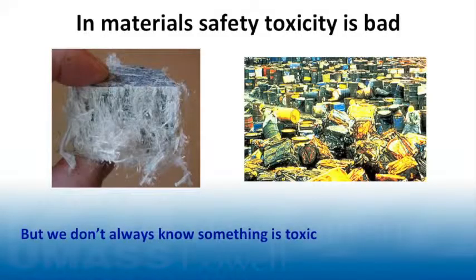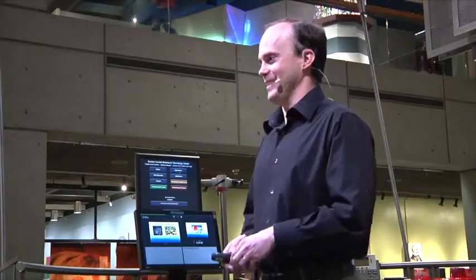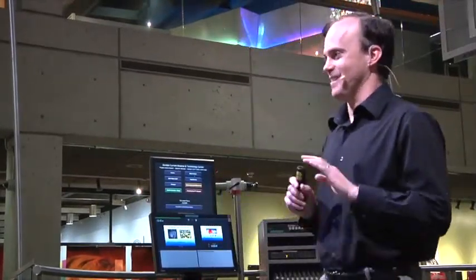In one application, materials, toxicity is generally a bad thing. If I came over and said, oh, I've got a bucket of plutonium over here, most people would probably get out of the building. Or asbestos, or other things like that, toxic waste. These are all things that we intrinsically understand are not the kind of stuff we want to be around.